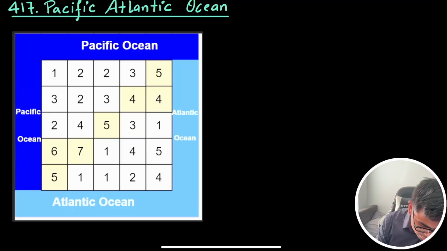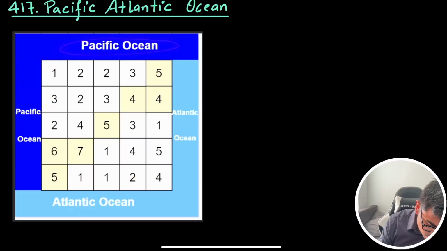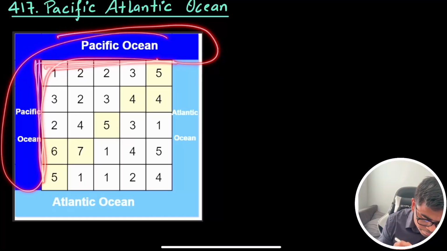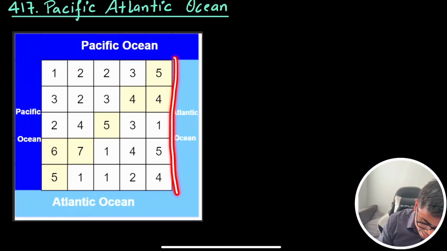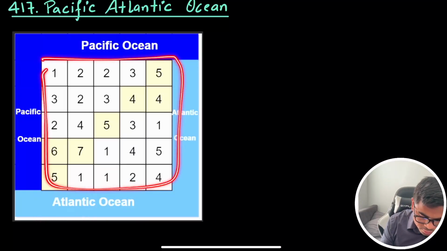Okay, so what's really happening here? This is the island. It's surrounded by two oceans. So one is Pacific, this is Pacific. The upper side and the left side are surrounded by the Pacific Ocean, and the right side and bottom side are surrounded by the Atlantic Ocean. So this is the island surrounded by two oceans.